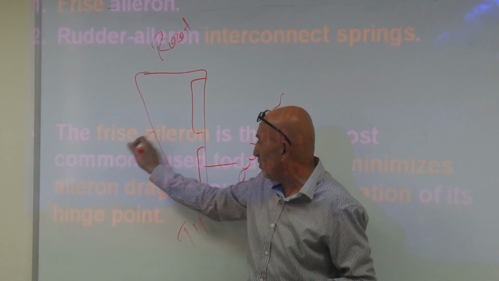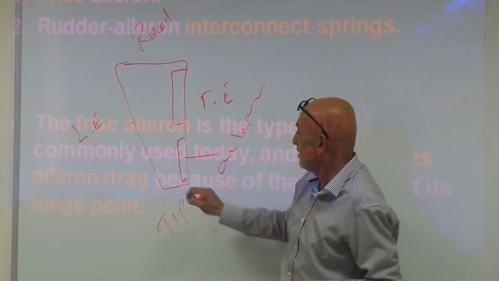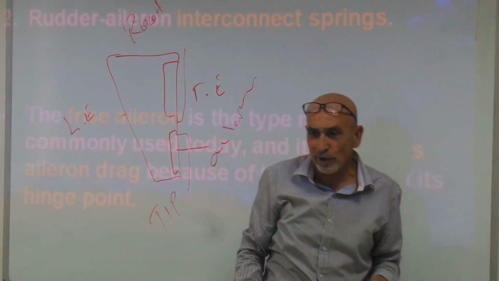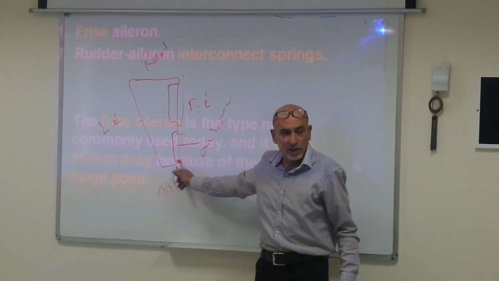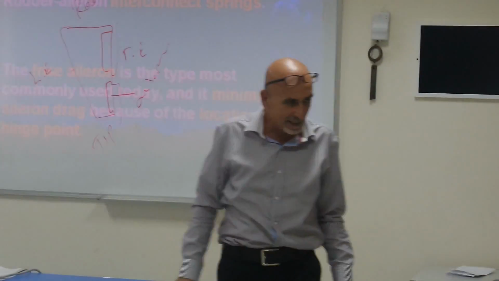This is the leading edge, trailing edge, right? Here, inner portion. This is the outer portion. So the aileron is located on the trailing edge, outer portion, closer to the wing tip.